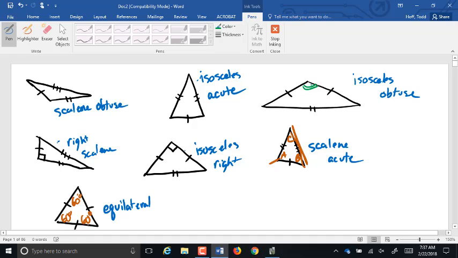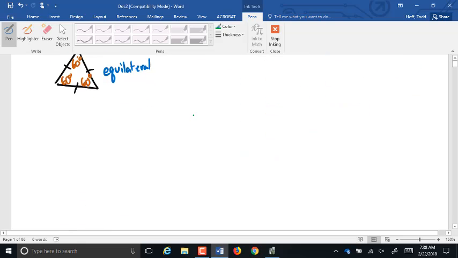Yep, it's always named by the largest angle. This one is acute because the largest angle is still acute. Because you can't possibly have 2 obtuse angles in a triangle. Because obtuse is greater than 90. 2 of them greater than 90 would be greater than 180.